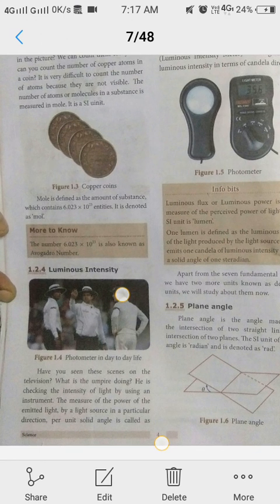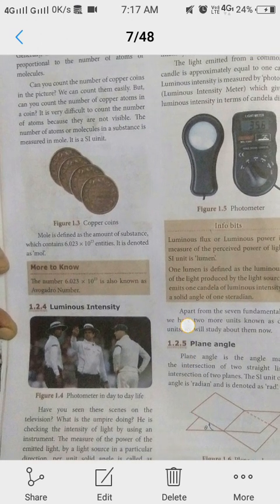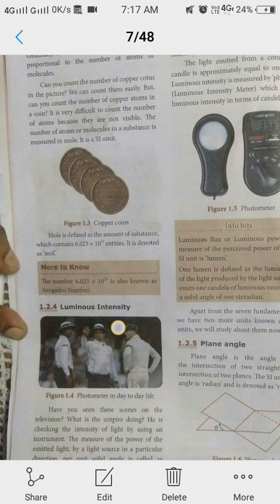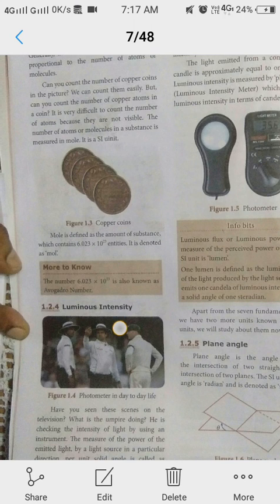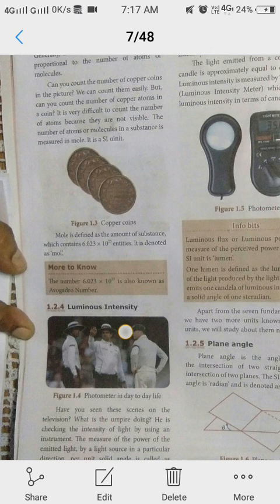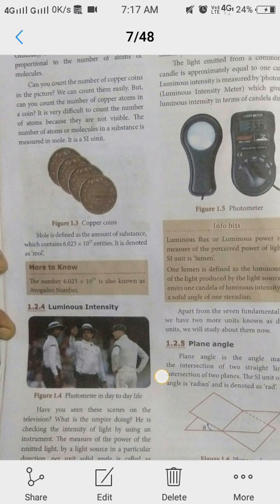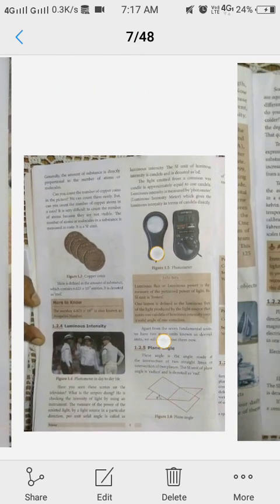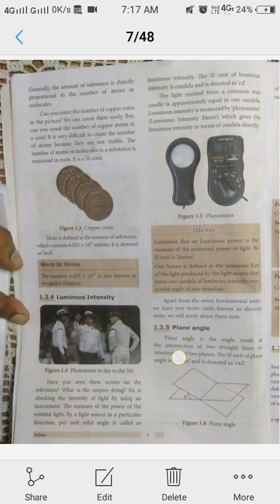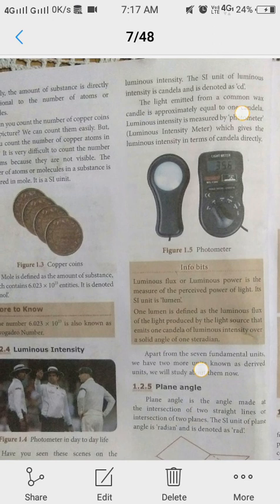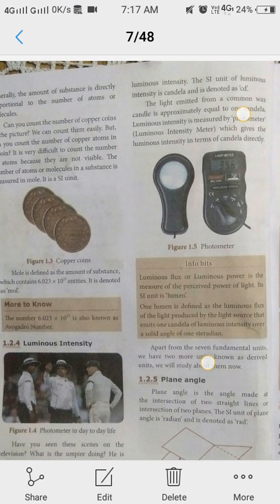So the measure of the power of the emitted light: each light source will emit light. What is the power of the light emitted from the light source in a particular direction? That is called luminous intensity. Then what is the unit of the luminous intensity? That is candela. What is the SI unit of intensity? That is candela.